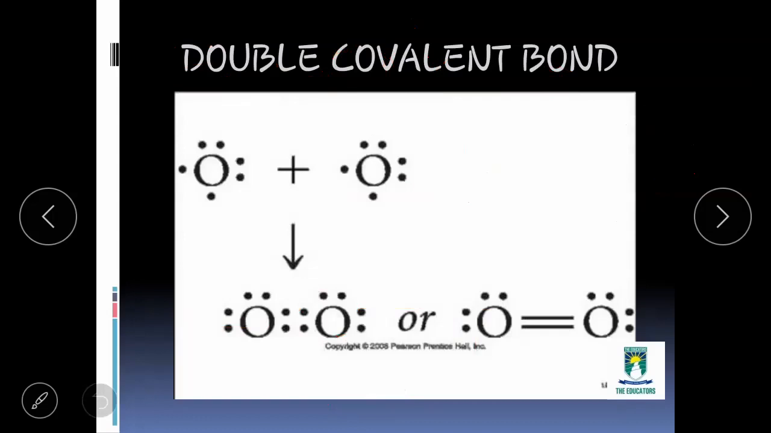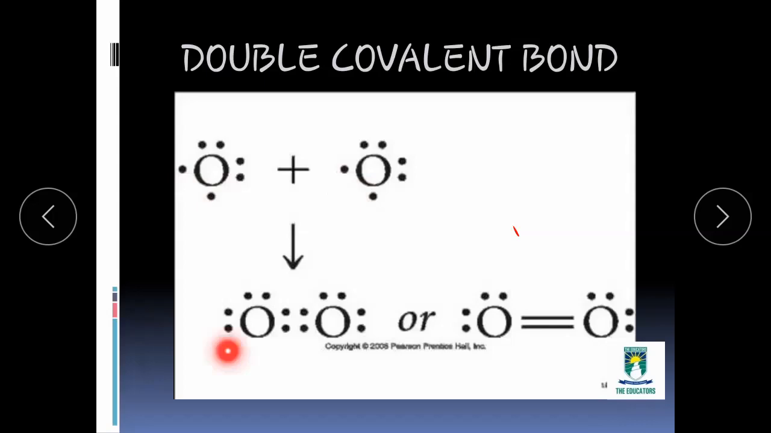Double covalent bond. A double covalent bond is formed by the sharing of two electrons from each atom. For example, in case of O2, you know that one oxygen atom will have 6 electrons in the outermost shell, and the second oxygen atom will also have 6 electrons in the outermost shell. Both these oxygen atoms want to be stable, meaning they want to have 8 electrons in the outermost shell. In order to be stable, both these oxygen atoms require 2 more electrons.